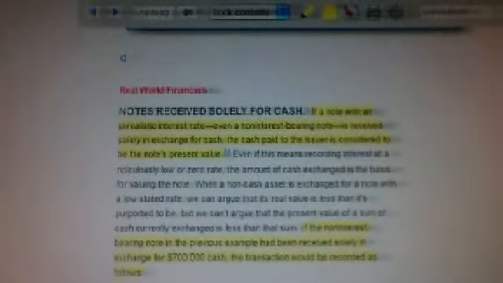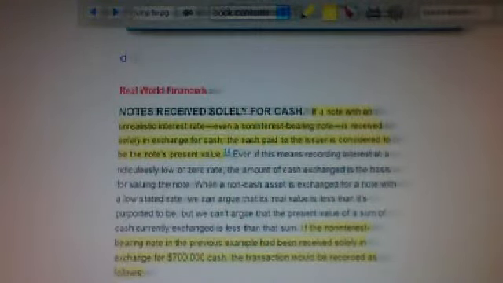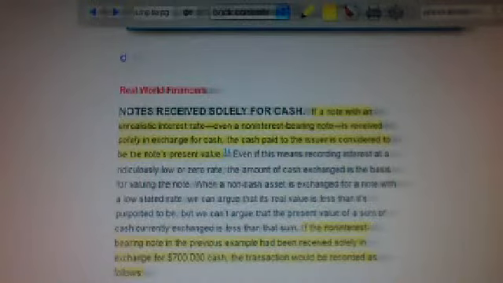The next section is notes received solely for cash. And I'm getting close to my 20 minutes. I see here in my mirror I'm using, I'm at 17 minutes and 45 seconds, so I'm about ready to cut this off. So, notes received solely for cash.